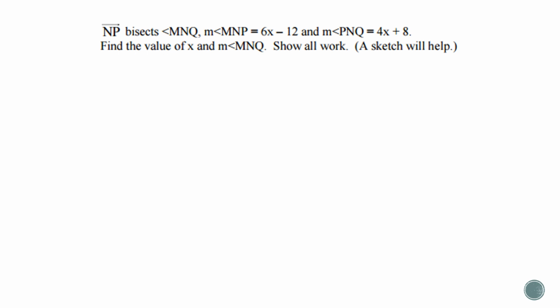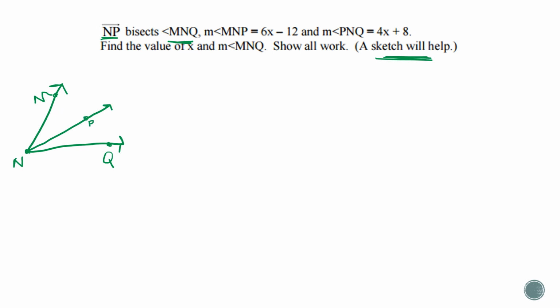Okay, so in this next example, it's telling me that the ray NP bisects the angle MNQ. So first things first, I don't know what this looks like, so again, I'd like to draw a picture. So I'm going to draw an angle over here. We know that this is M, N, Q. And we know that the angle MNQ is bisected by the ray NP.